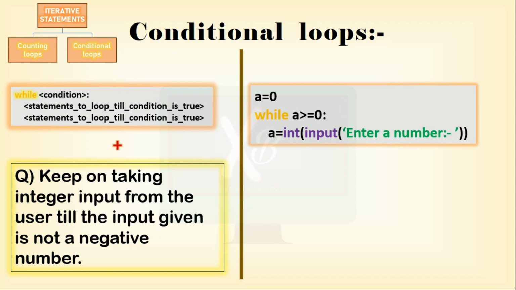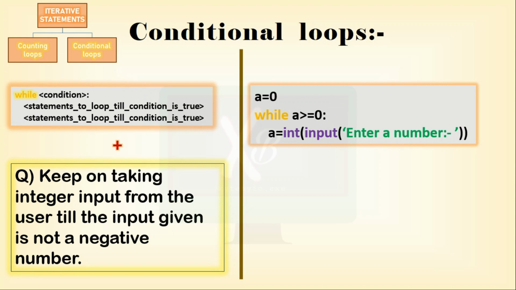What if I was not going to use a is equal to 0 at the beginning, and only had two lines in the program, from while to enter a number? Our program would give us an error saying that the variable a does not exist. Because while a is greater than or equal to 0, but we are defining a in the next line, that was going to be a problem. That's why you define a in the first line, before the while loop, as a variable 0.